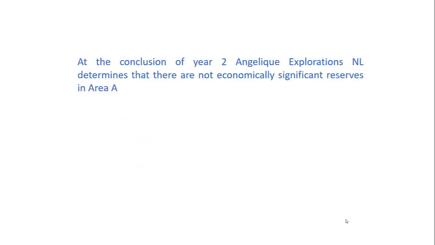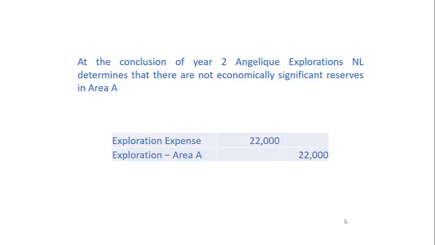At the end of year two, Angelique Explorations determines that there are not economically significant reserves in area A. Because there's no economically significant reserves, we are ceasing our exploration activities. We'd have to undertake an impairment test. That would dictate the exploration expenditure can no longer be carried forward, and we'd have to recognise an exploration expense. In other words, we're doing an impairment test and we're writing off or impairing the asset.